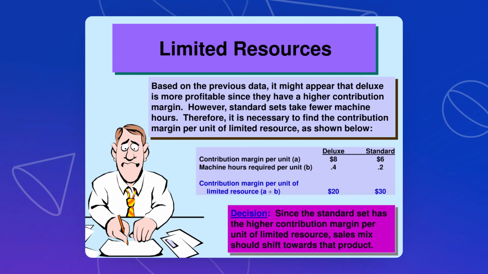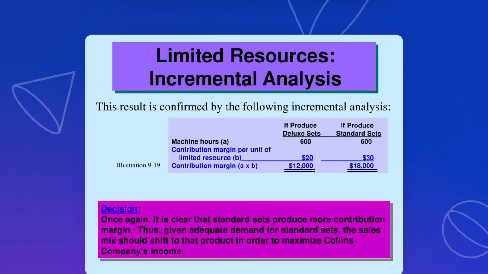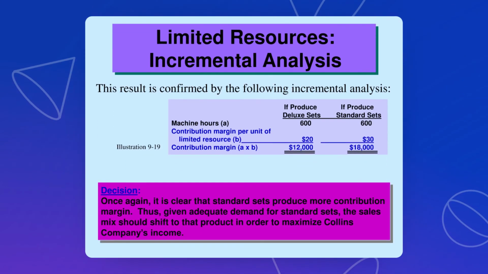Since the standard set has the higher contribution margin per unit of a limited resource, the sales mix should shift toward that product. So, class, what we will choose is standard, because standard has the highest CM per limited resource. Alright. To prove that what we are doing is correct, the result is confirmed by the following.